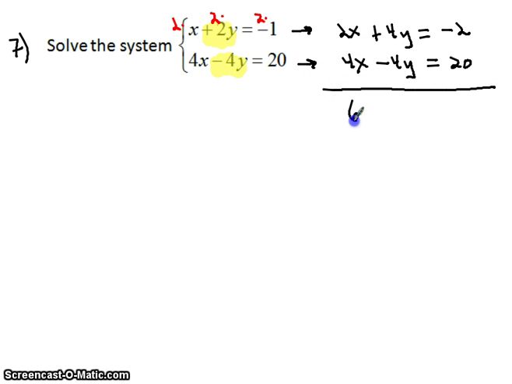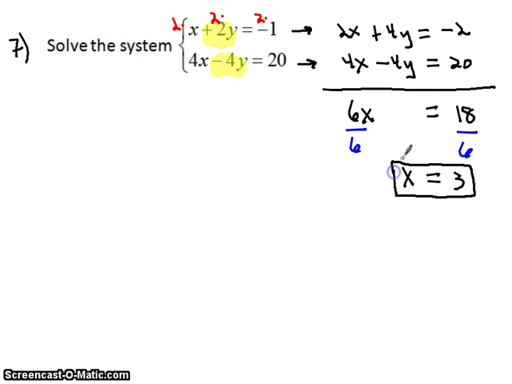2x and 4x is 6x. 4y and -4y is 0. 20 and -2 is 18, and divide by my x coefficient, and quickly get the value that x is equal to 3.